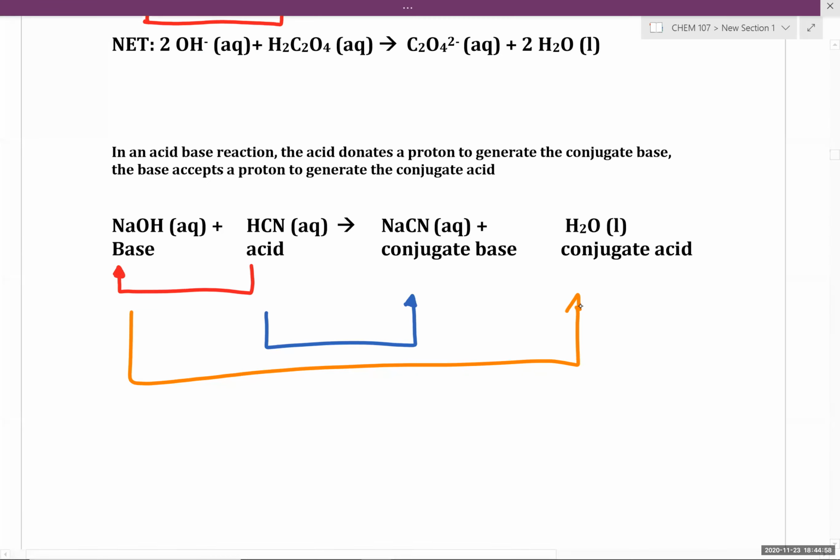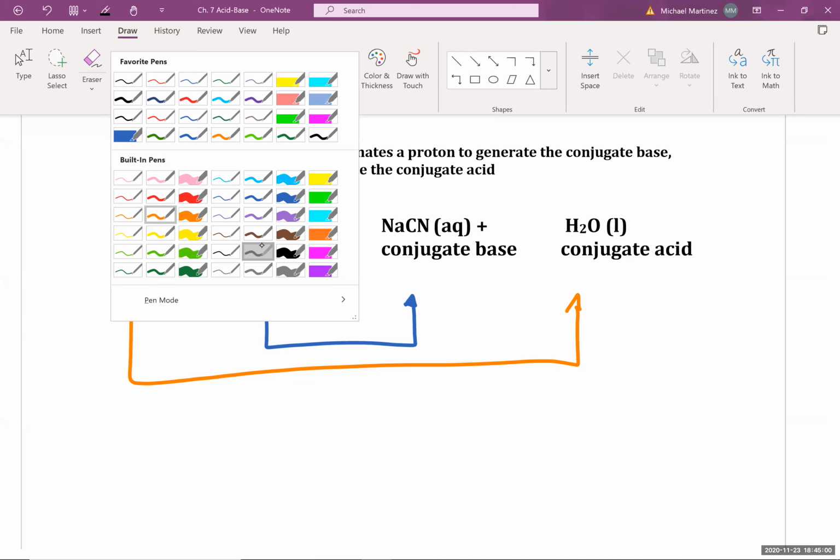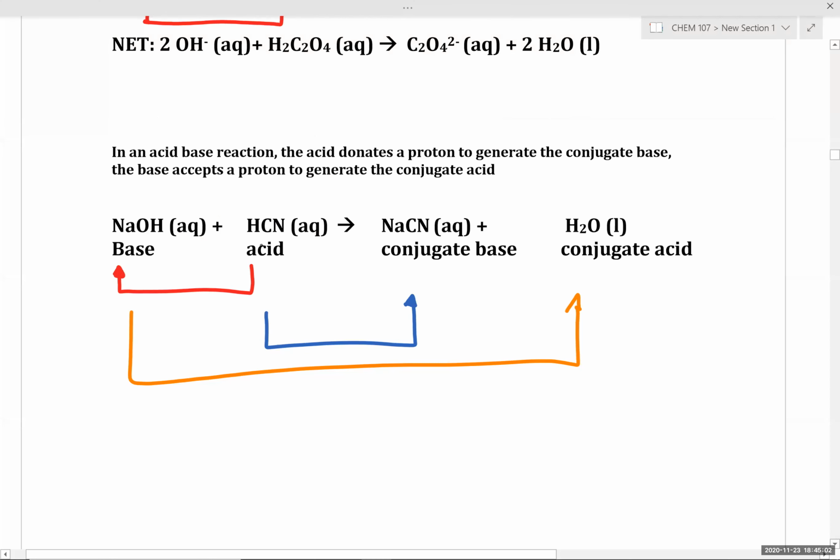So this is the typical acid-base reaction. There are many different possible formulas for your acid and for your base, but they all follow the same general scheme. Does this make sense to everyone so far?